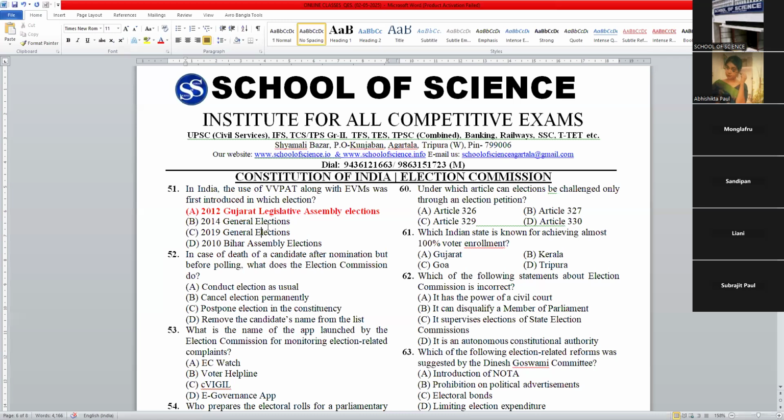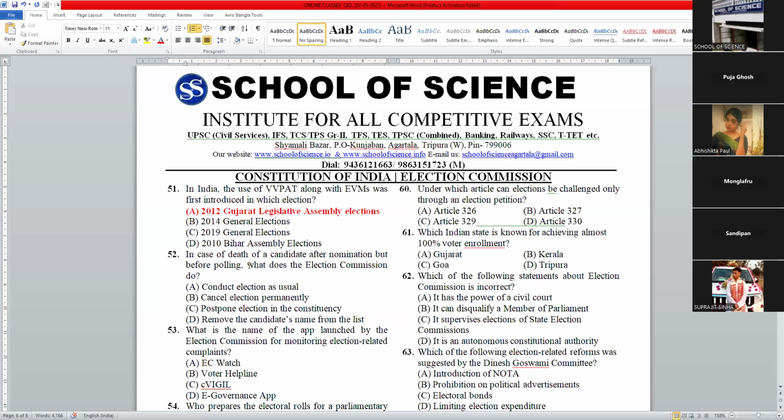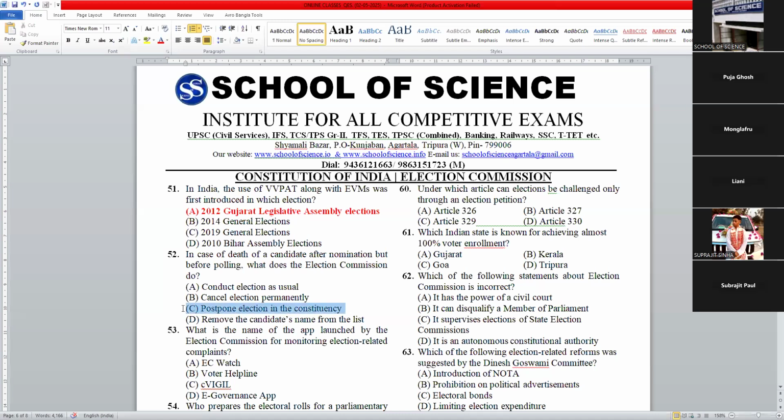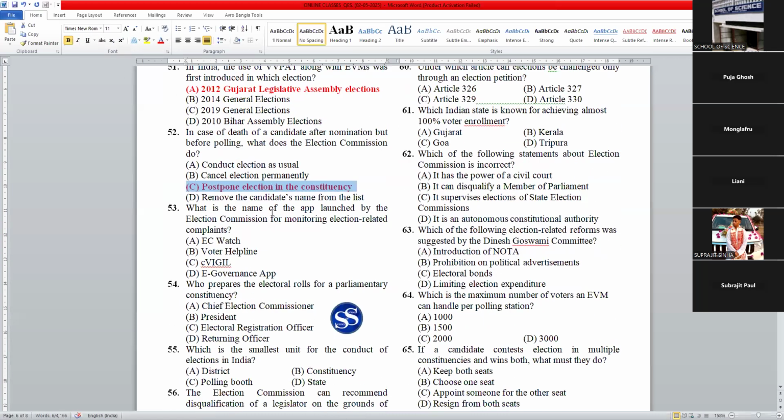Okay. Question number 52. In case of death of a candidate after nomination, but before polling, what does the Election Commission do? Can you answer this? Postpone election in the constituency. Yes, the right option is C, postpone election in the constituency. This is the right answer, sir. Could you follow? Very nice. Yes, sir.